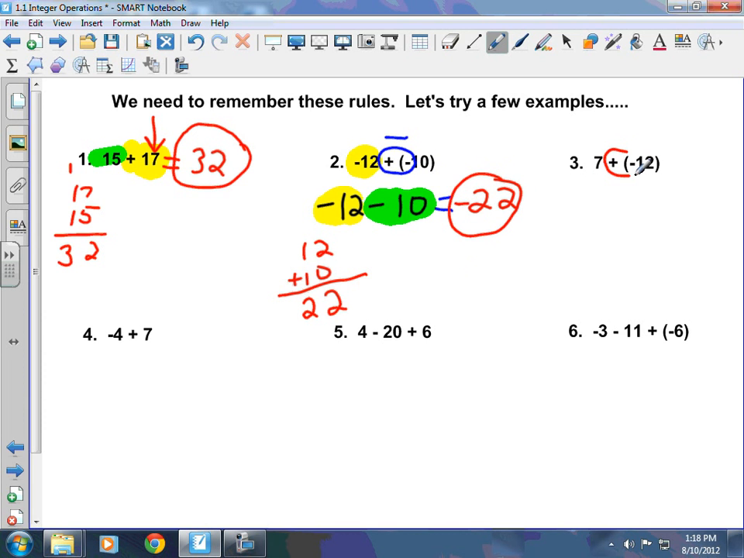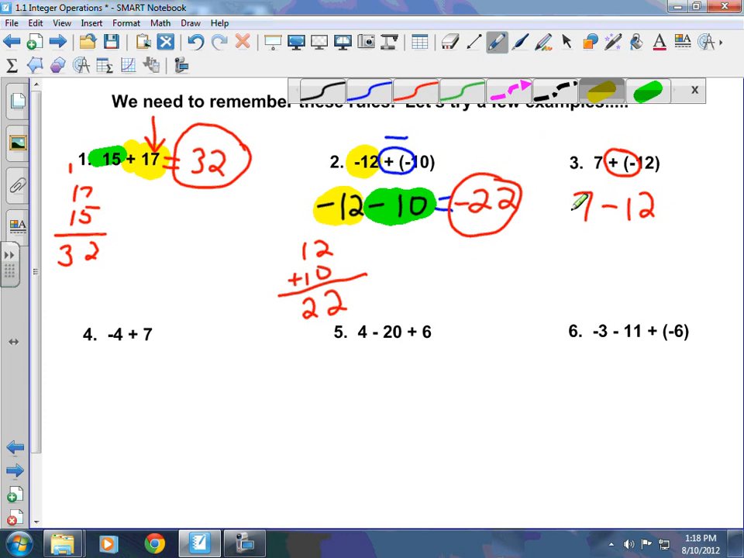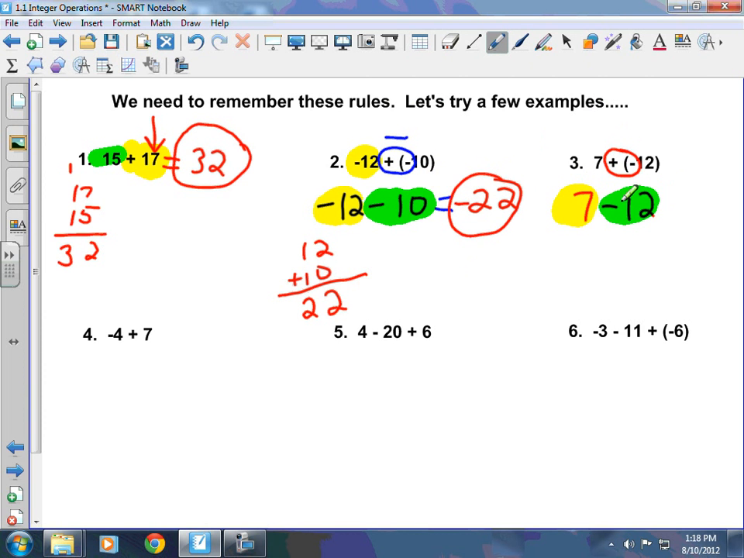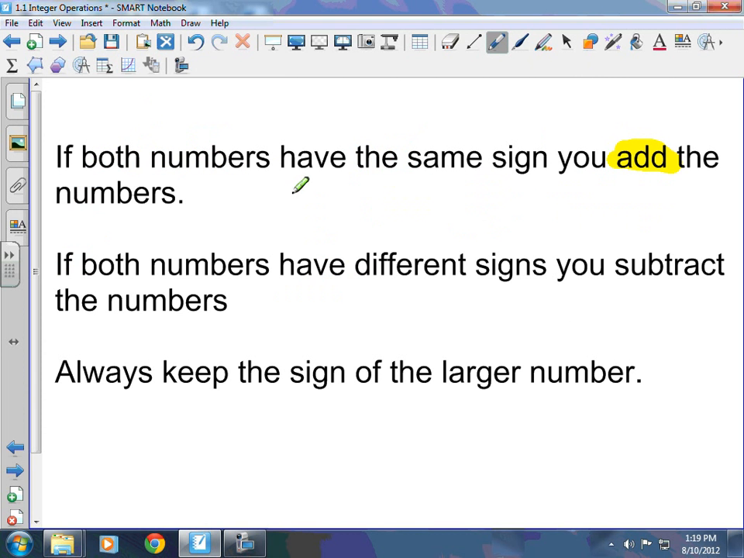So number 3, you will get rid of the double sign. Plus minus makes a minus. So this is going to be 7 minus 12. My 7 is positive. My 12 is negative. So what is the rule when your numbers have two different signs? When they have different signs, we subtract.